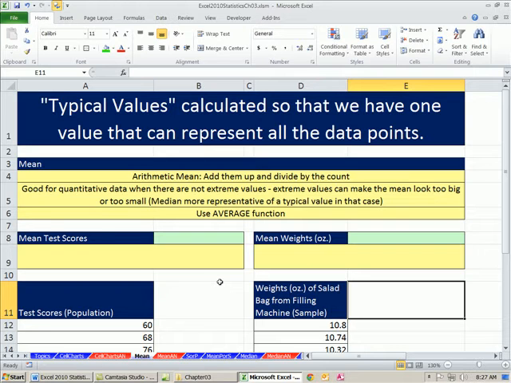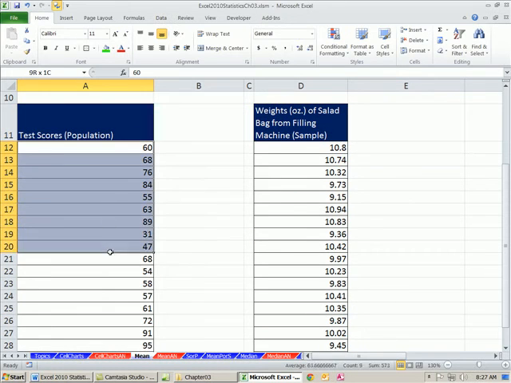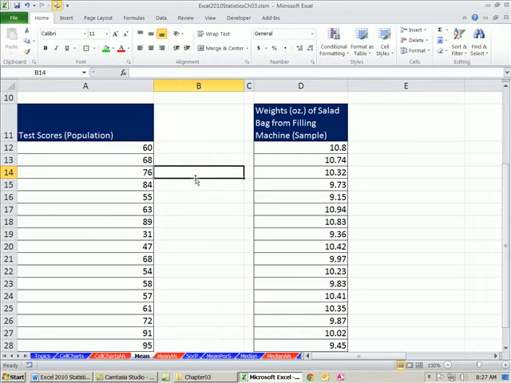Now, our first broad topic for Chapter 3 is the topic of typical values. Why do you need a typical value? Well, just imagine. Here's a bunch of scores from a statistics test, and your teacher walks in the room and goes, hey, on the last test, someone got a 60, a 68, a 76, an 84, a 55. Well, that wouldn't make any sense, right?